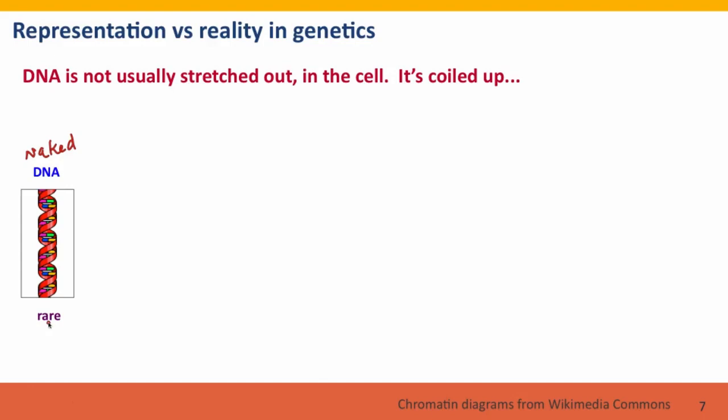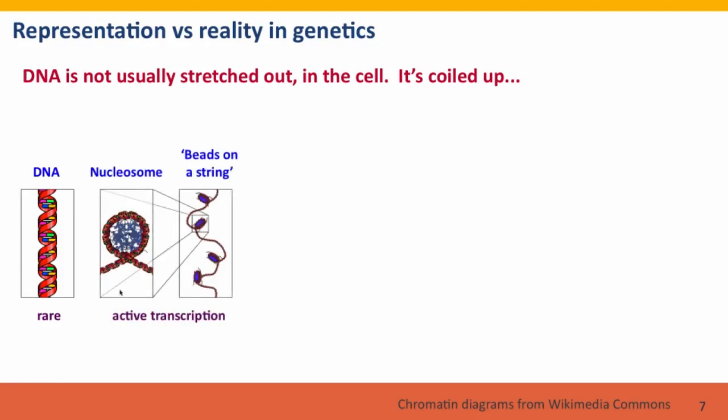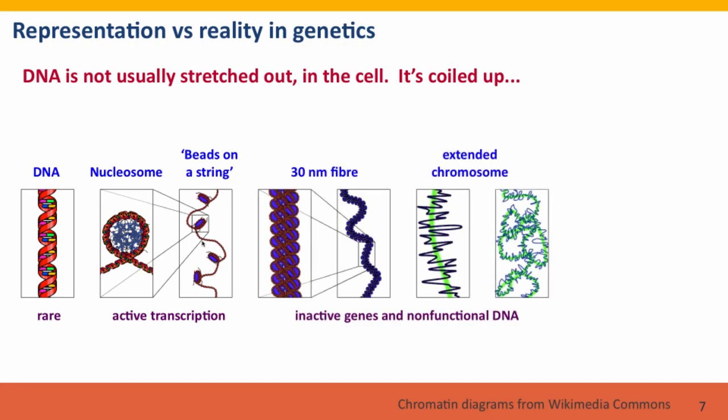This is rare in the cell, except at times of DNA, at places where the DNA is being directly copied. More commonly, almost all the DNA in the cell is initially compacted by being wound around proteins, producing a structure that's often described as beads on a string. And then those beads with DNA wound around them are themselves wound around each other to make a thick fiber called the 30 nanometer fiber. You don't need to remember that.